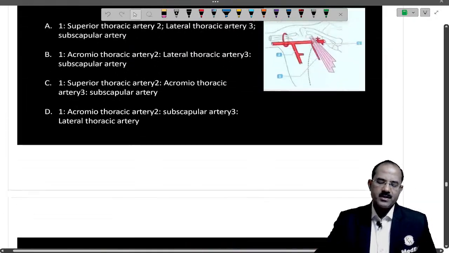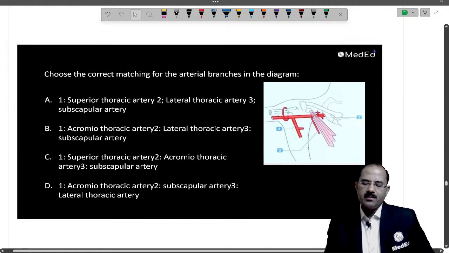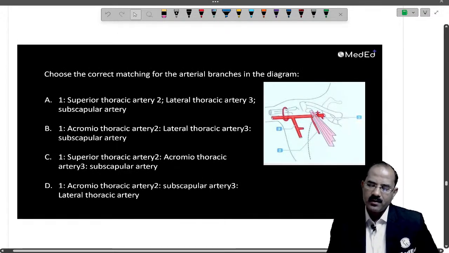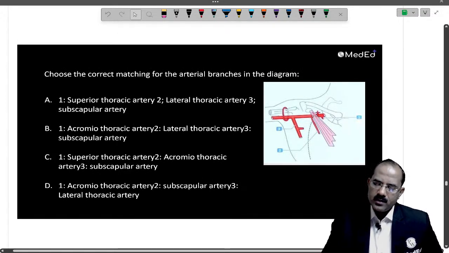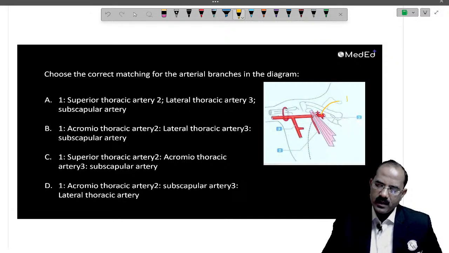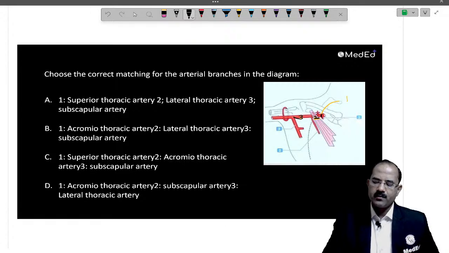Okay, let us see the MCQ. Choose the correct matching. Okay, so this is the first part of the axillary artery. That's the second part, and that's the third part. Okay, this is the third part. That's the second part. That's the first part of the axillary artery.